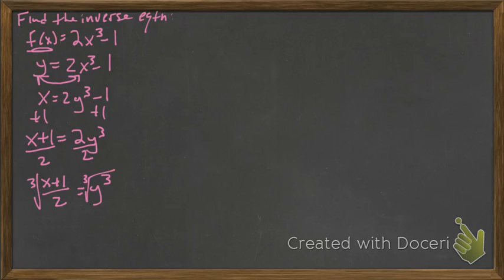Now I luck out because cube rooting does not require the plus or minus. There's only one root for the cube root. So I'd have the cube root of (x plus 1) all over 2 for my inverse function. So my final answer, I would write f inverse of x equals the cube root of (x plus 1) all over 2.